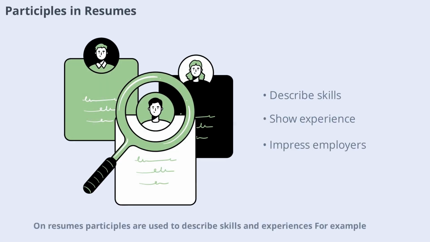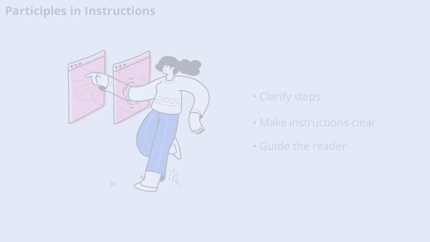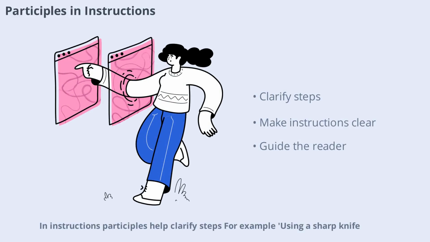On resumes, participles are used to describe skills and experiences. For example, "experienced in project management." This makes your qualifications clear and direct to potential employers. In instructions, participles help clarify steps. For example, "using a sharp knife, cut the vegetables." The participle phrase tells you how to do the action, making instructions easy to follow.